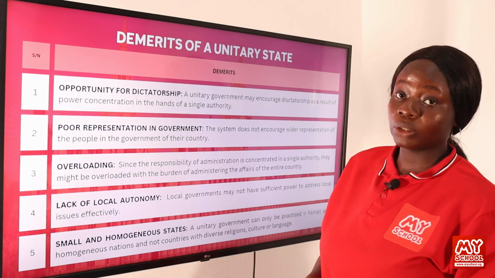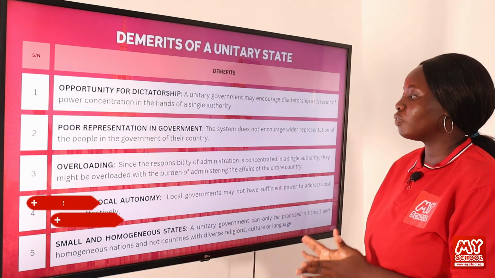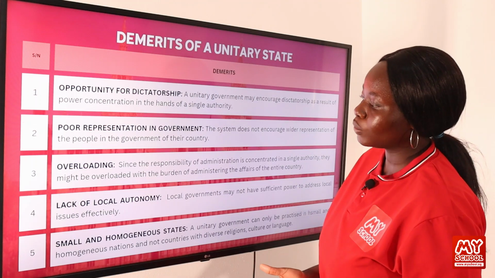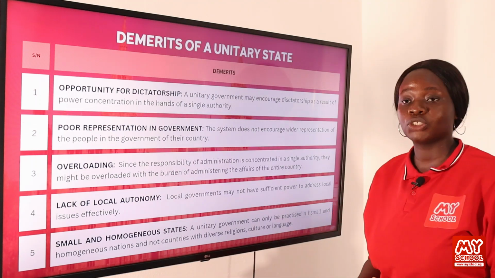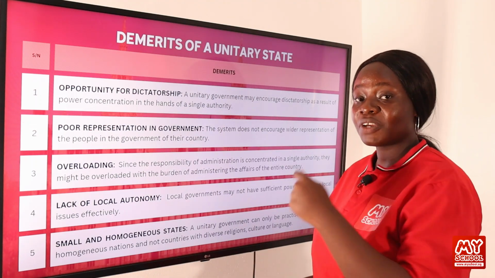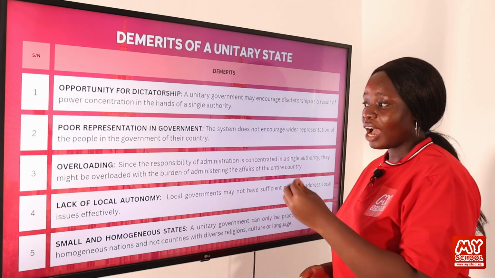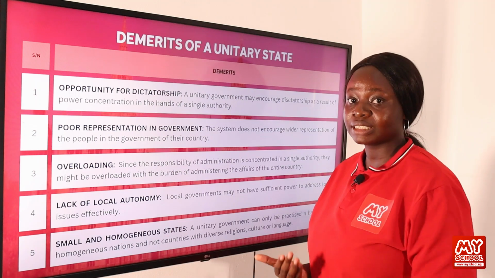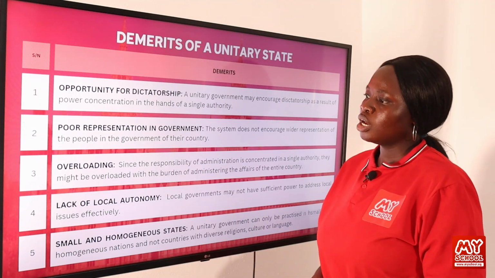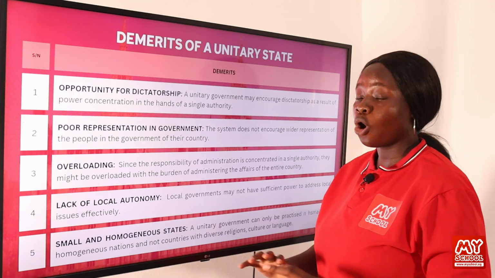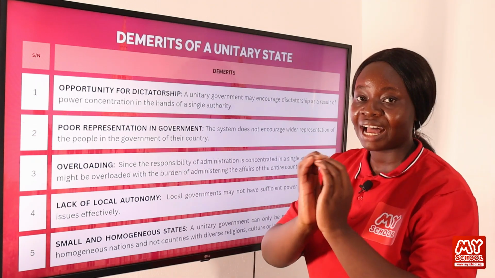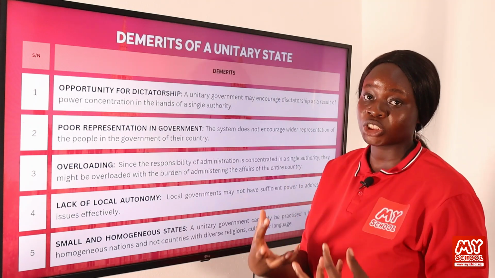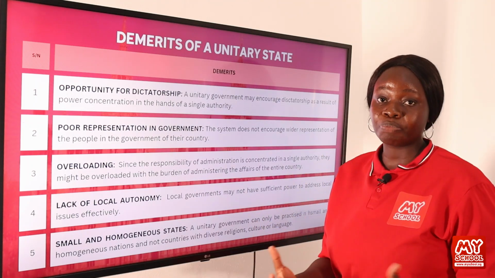Another demerit is overloading. Since the responsibility of administration is concentrated in a single authority, they might be overloaded with the burden of administrating the affairs of the entire country. With the federal system of government, you have responsibility distributed among the federal, states, and local governments in the country. But in a unitary system, all the responsibility is concentrated in the hands of a single authority. And because of that, they may have a lot of responsibility that they may not be able to complete.